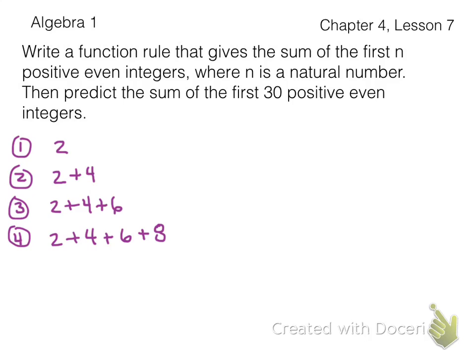Okay, moving on. Alrighty, so let's look at this pattern because I need to give you several patterns. We need to write a function rule that gives the sum of the first n positive even integers, where n is a natural number, meaning we're starting positive, and then predict the sum of the first 30 even positive integers. Well, the first even integer we have is 2, which is the same as 1 times 2. Okay, and now we have 6. Well, that's like 2 times 3, right? And then now we have 12, which is the same as 3 times 4.